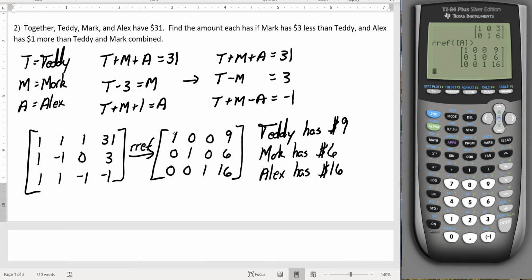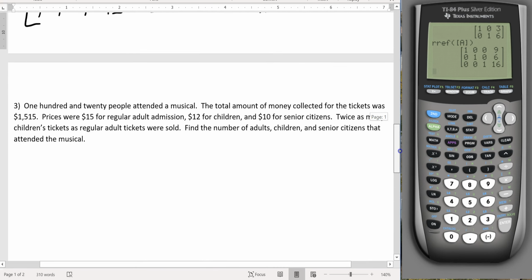Mark has 3 less than Teddy. Mark has 6. Teddy has 9. Very good. Alex has 1 more than Teddy and Mark combined. 9 plus 6, 15. Beautiful. Very easy to check our answers with these.